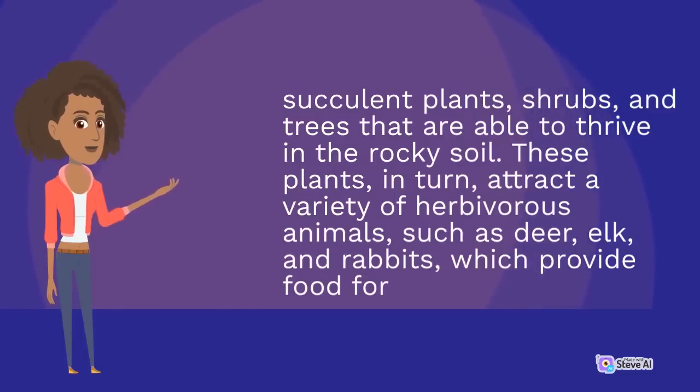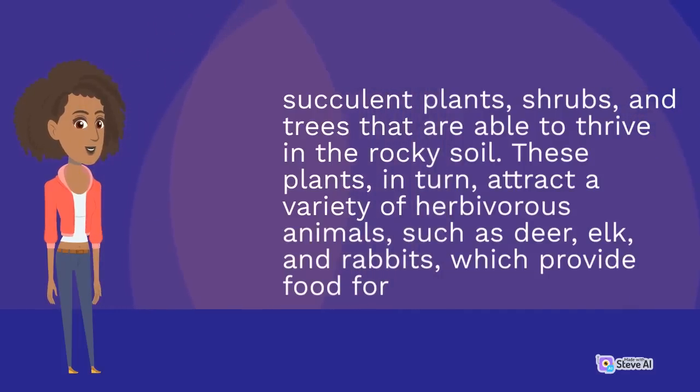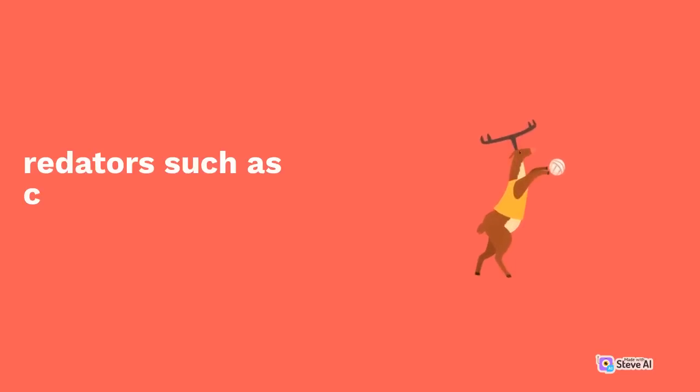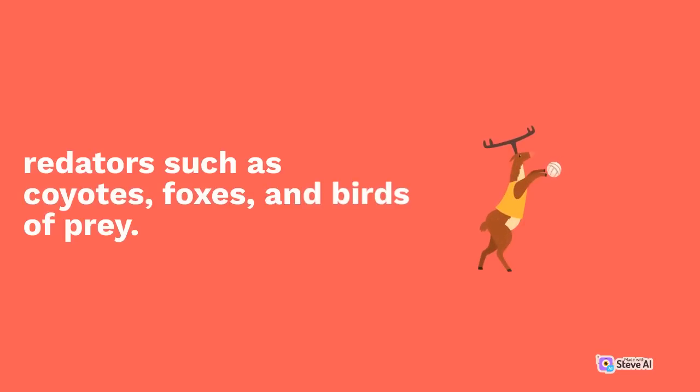These plants, in turn, attract a variety of herbivorous animals, such as deer, elk, and rabbits, which provide food for predators such as coyotes, foxes, and birds of prey.